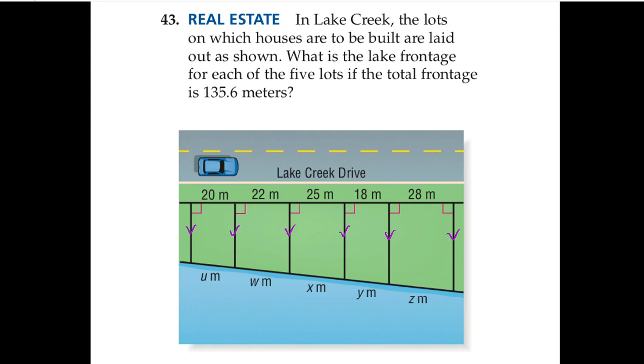So, for example, you know the ratio of u to m, right? This ratio is the same ratio as 20 is to 22 up here. That's the idea here. It cuts it proportionally. So the question then is, if the total frontage is 135.6 meters, then how much of it does each one get?